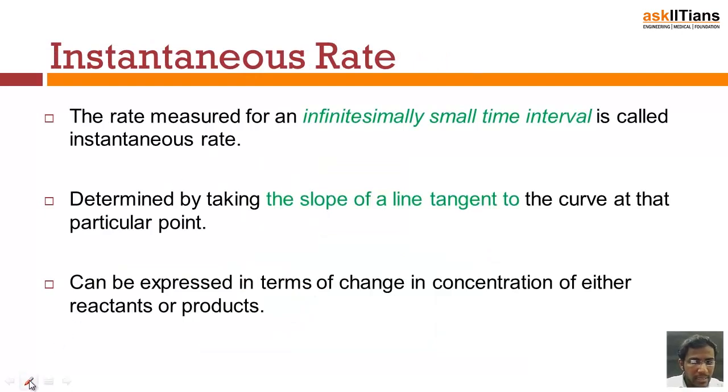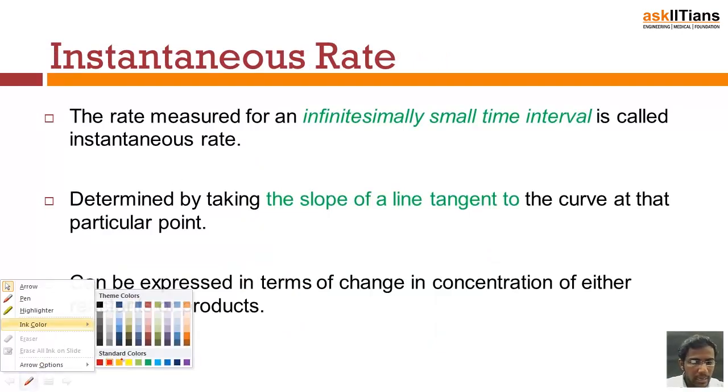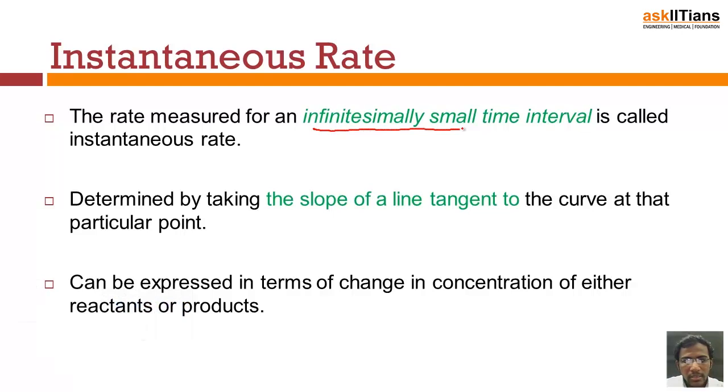So instantaneous rate is the rate that is calculated over an infinitesimally small time interval. That is, say the rate of a reaction is the change in concentration, delta C by delta T. So if delta T is taken as very small, approaching 0, then in the limiting case we will get dC by dt. This is the rate of a reaction calculated at a point of time or over an infinitesimally small time interval, and that is known as instantaneous rate.